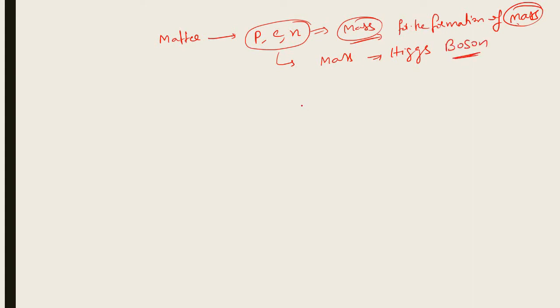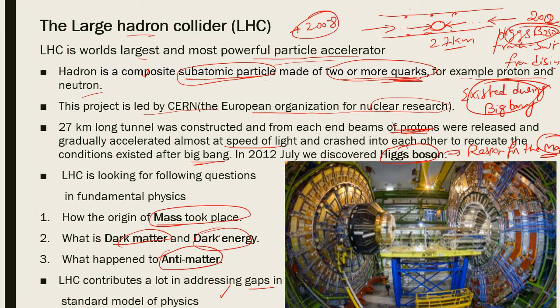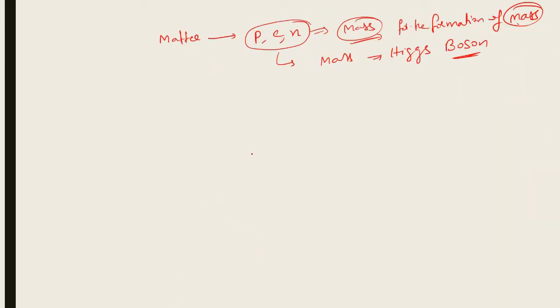Okay, now we'll discuss something about dark matter and dark energy, but not in detail, because dark matter and dark energy are big topics that we need to discuss in a separate video, and antimatter we'll discuss a little bit here. Dark matter constitutes around 25%, and dark energy constitutes around 70%. So both together constitute more than 95%, but this 95% is not discussed by the standard model of physics. So we are looking at these two in the Large Hadron Collider experiment.